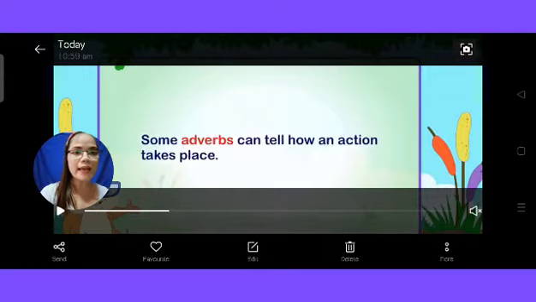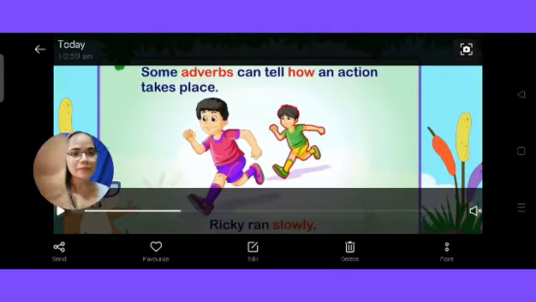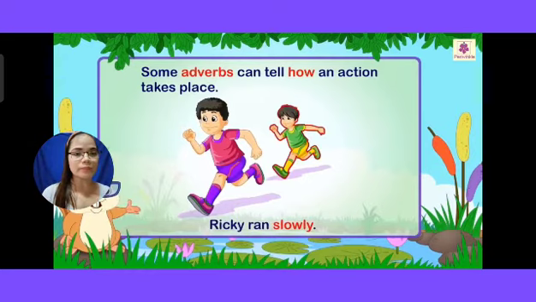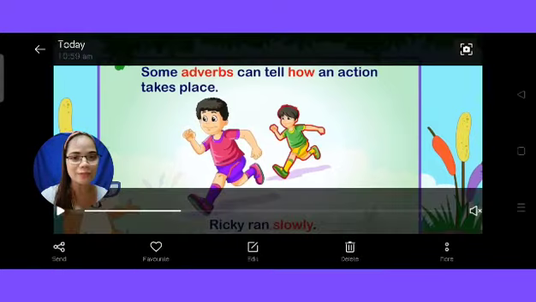Some adverbs can tell how an action takes place. For example, Ricky ran slowly. So the color red word slowly is an example of an adverb because it answers the question how. Okay? Paano siya tumakbo? Tumakbo siya ng mabagal. In English, Ricky ran slowly. Okay? So do you get it? If not, you can always make a review of our previous discussion. Let's continue.